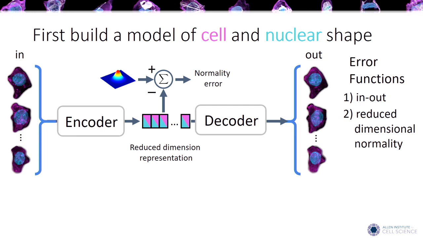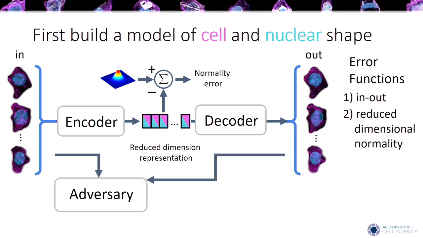Now, the third error function for this model is just a way to goose it a little bit, which is to train an adversary that gets to see both the input images and the output images and try and tell which is which. If it's good at telling an input image from an output image, that means there's an obvious difference between them, at least an obvious difference to the adversary, and that's a penalty for the model. It should be hard to tell the difference between those two images.